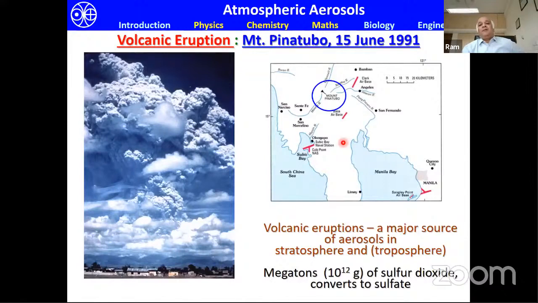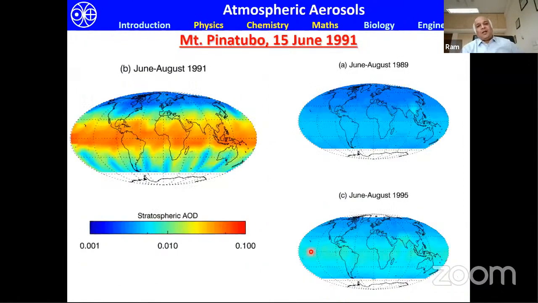So we take as a pointer the largest eruption of the 20th century, which occurred on 15 June 1991, namely Mount Pinatubo on Luzon island, Philippines, at 15° north and 120° east. It injected about 30 megatons of sulfur dioxide into the atmosphere.